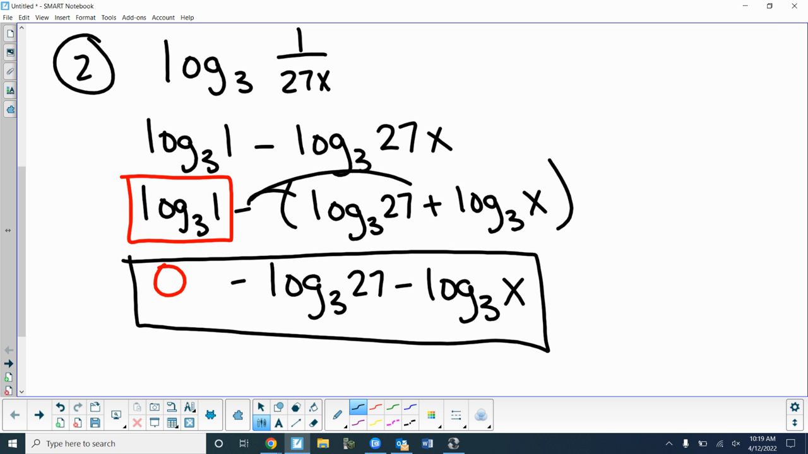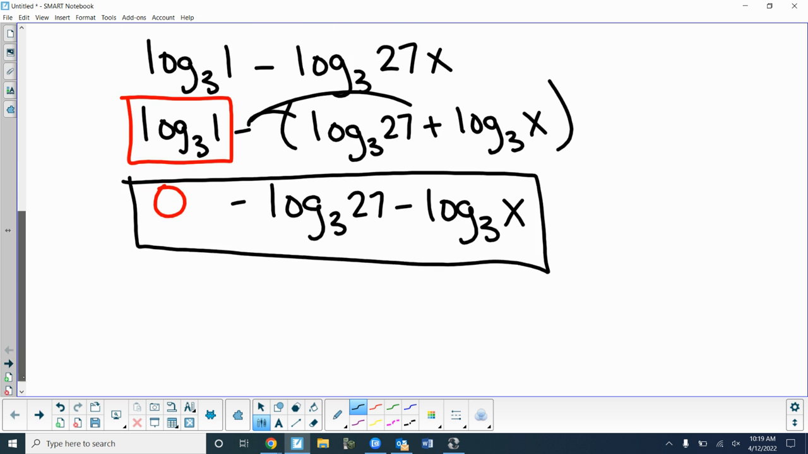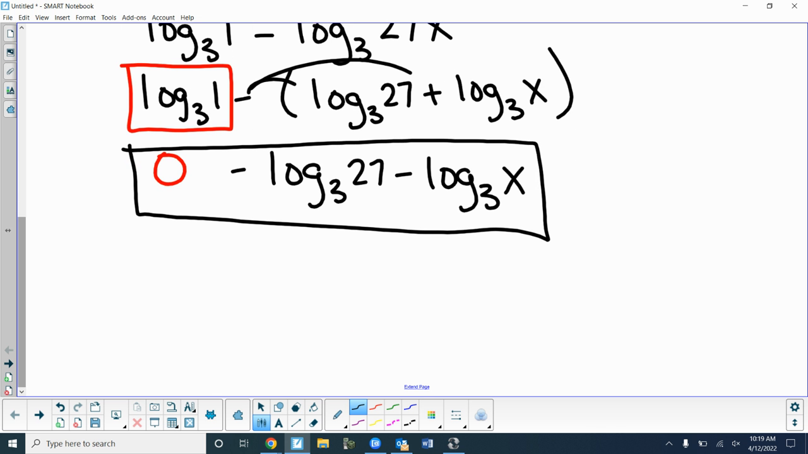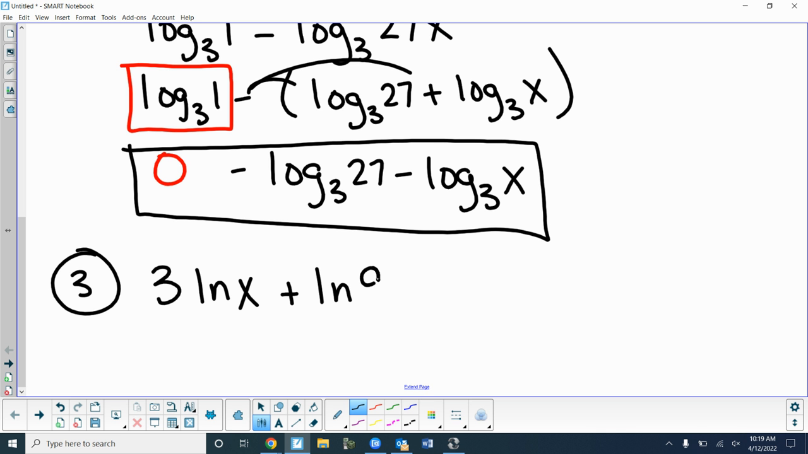All right, 3 and 4, we're going the other way. Addition of two logs will turn into multiplication. Subtraction of two logs will turn into division, right? Any numbers out front of logs, what do we do with those? Make them exponents, right?